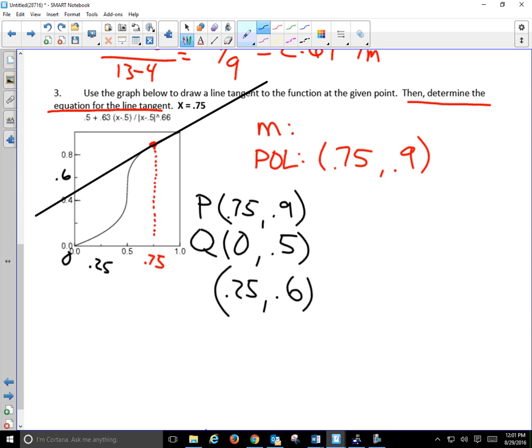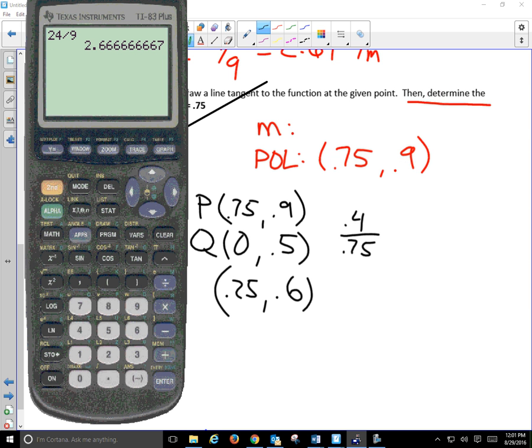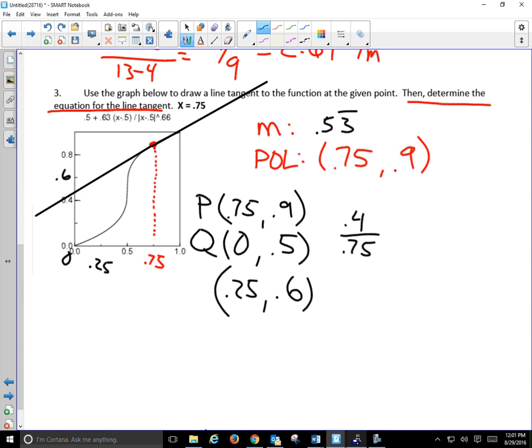Y sub 2 minus y sub 1, or I'll go the other way: 0.9 minus 0.5 is 0.4, divided by 0.75. And I get 0.53 repeating. Now I'm going to write my equation for my line. Does anybody see why I chose to use 0.5? It makes it really easy for me to write the equation for the line, doesn't it? Y equals mx plus b: 0.53 repeating times x plus the y-intercept, 0.5.